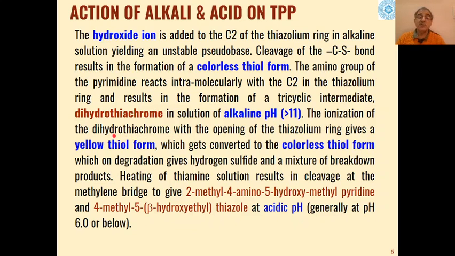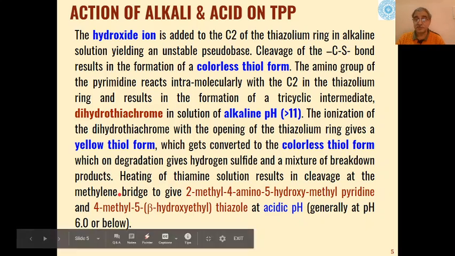Then ionization of this dihydrothiochrome will take place with the opening of the thiazolium ring to give the yellow thiol form. And this yellow thiol form can be converted into colorless thiol form with the degradation of hydrogen sulfide and a mixture of breakdown products.